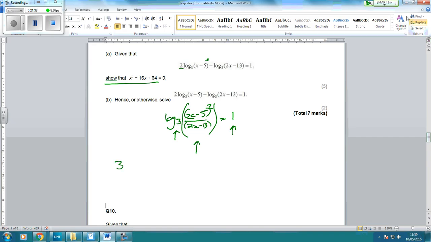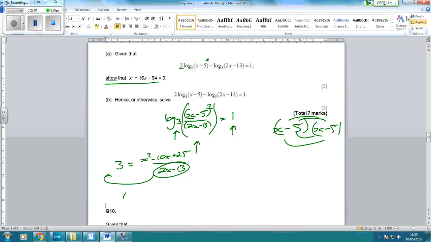So 3 to the power of 1 is 3, and that equals x minus 5 squared. So if we multiply that out, it's going to be x squared minus 10x plus 25. Again, if you're unsure on that, do x minus 5, and then do the smiley face on the brackets. That's going to be over 2x minus 13. We're then going to bring this up to this side. So we're going to get 6x minus 39 equals x squared minus 10x plus 25. We're going to get everything over to the right hand side. So you're going to have x squared minus 16x plus 64, which is exactly what they want us to do there.